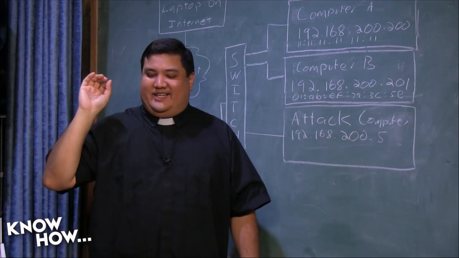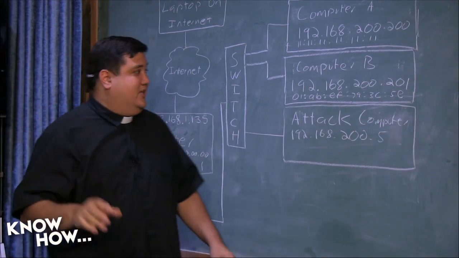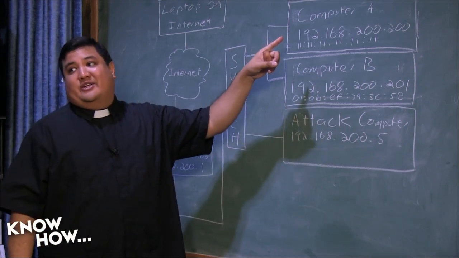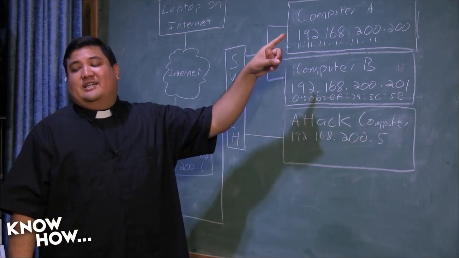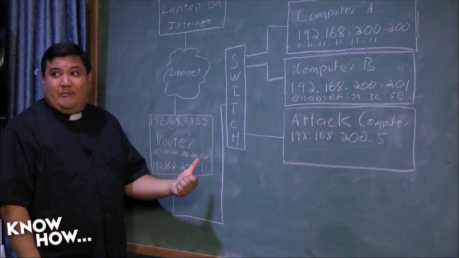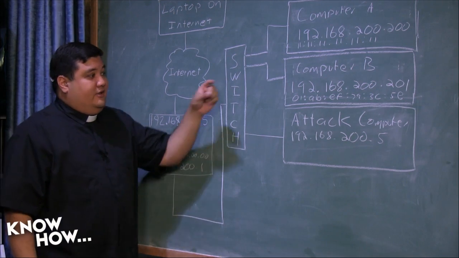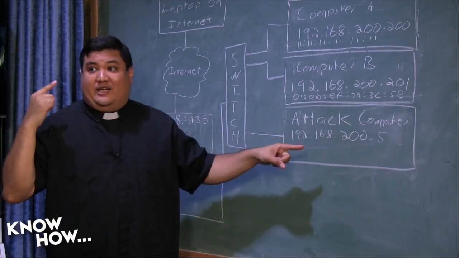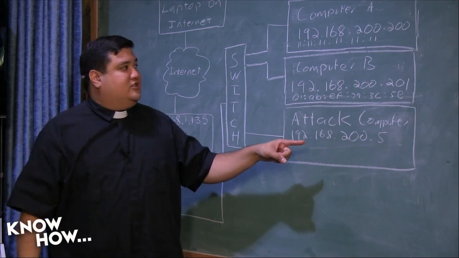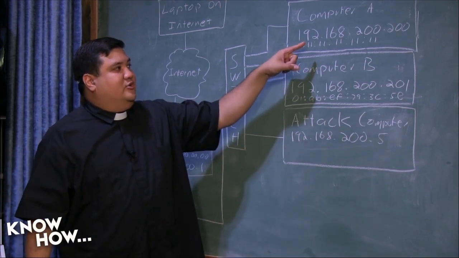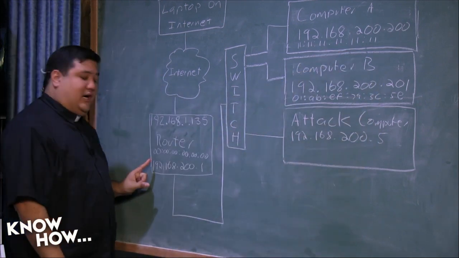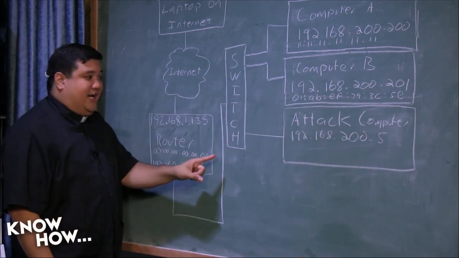Here's how an ARP cache attack, a man-in-the-middle attack, works. Computer A says, hey, I need to send something to the internet. Who's 192.168.200.1? The router is going to say, oh, that's me. Here's my MAC address. My attack computer will hear that because this is all broadcasted, right? So it hears everything. It goes, oh, okay, so 192.168.200.200 has that MAC address, and the router, 192.168.200.1, has this MAC address.